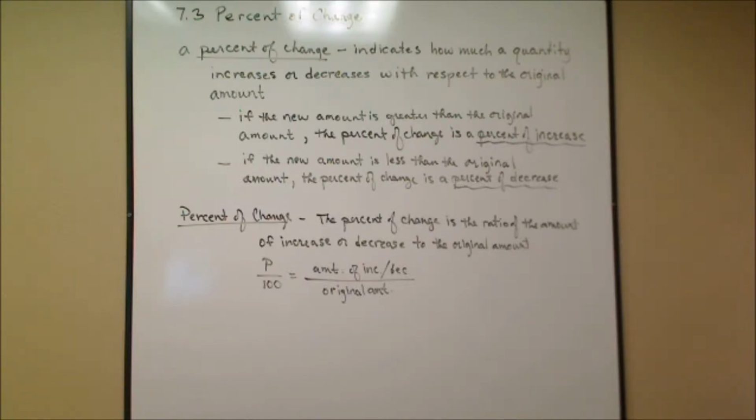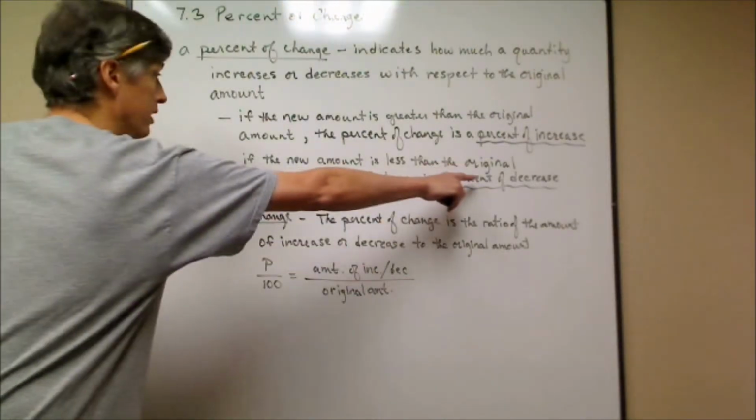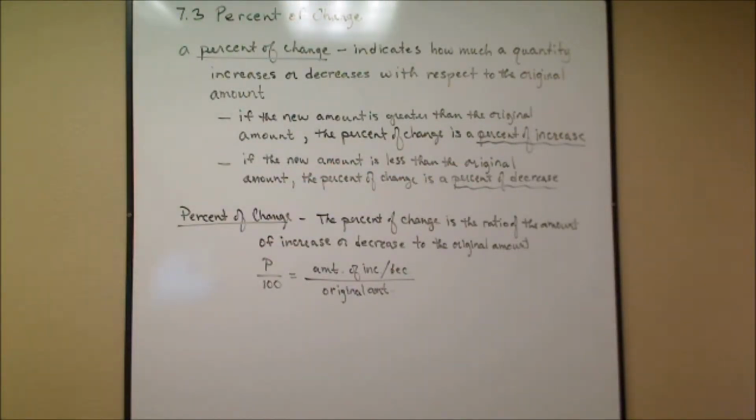So if the new amount is greater than the original amount, you've got a percent of increase, right? And if the new amount is smaller or less than the original amount, you have a percent of decrease. But we use the same formula to find whether it's an increase or a decrease, and that's the percent of change formula. The percent of change is a ratio, right?